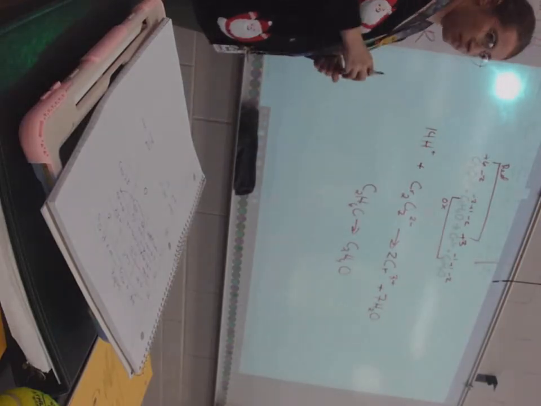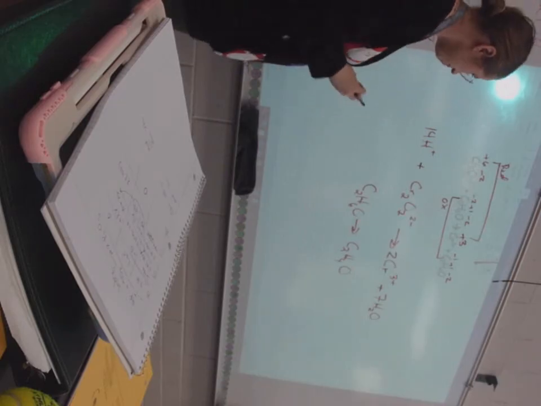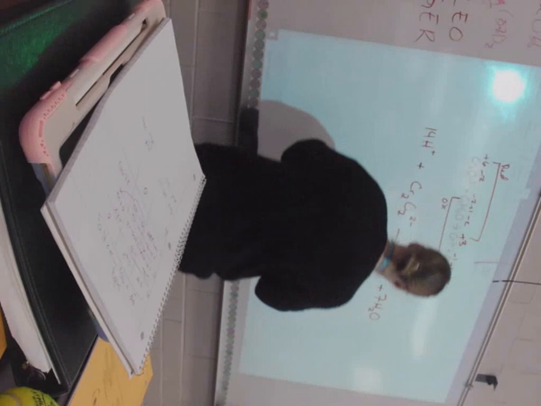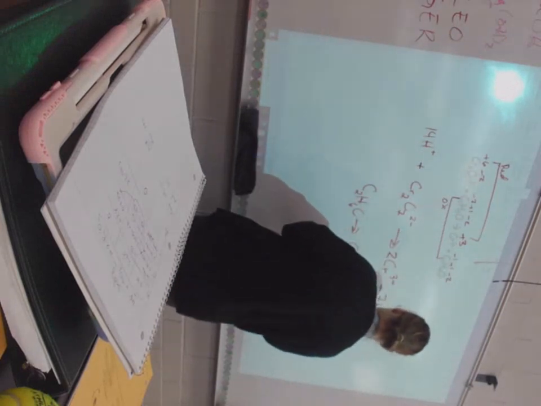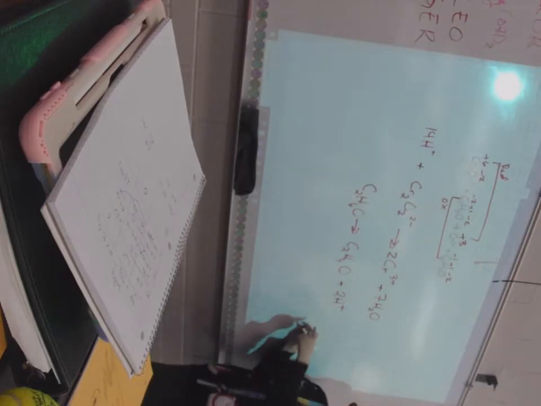Okay, now you guys tell me, look at the bottom one. How many H+ and where do I put them? 2. That's exactly it. Because it was 6 hydrogens, 4, 5, 6 hydrogens.